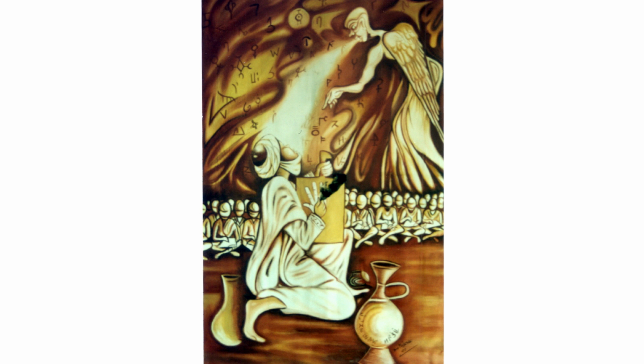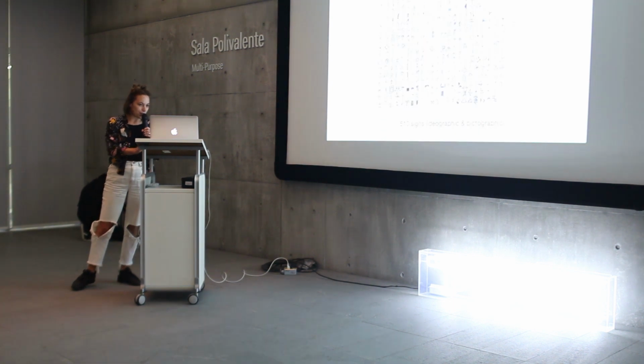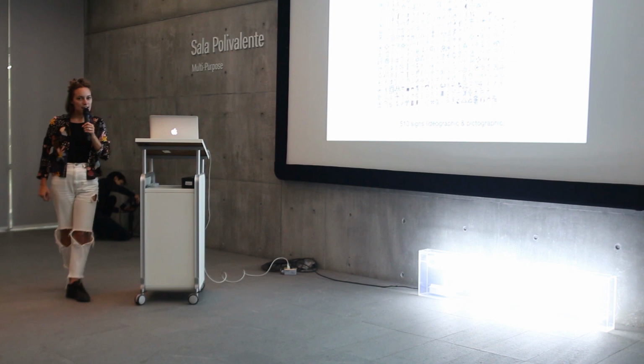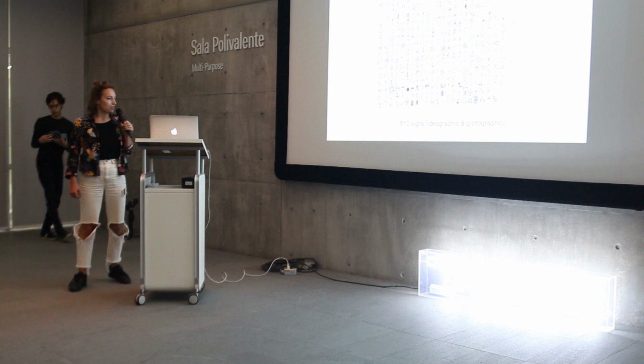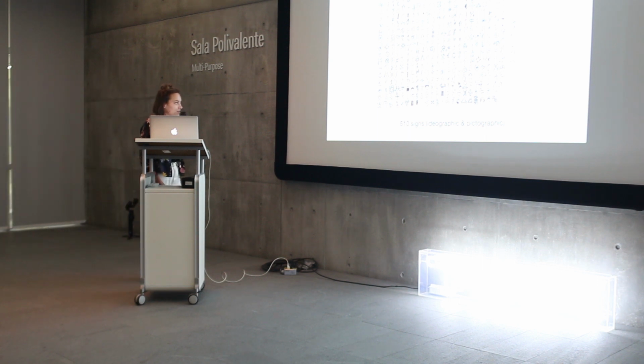So in the morning he woke up and he gathered all his intellectual court and he ordered them to create an alphabet for his people. Legend true or not, the first alphabet was born in 1896 and it's called Lewa. Lewa means book in the Bamum language. As you can see, it's really beautiful and also really complex. There are 510 signs that are mostly pictographic and ideographic.